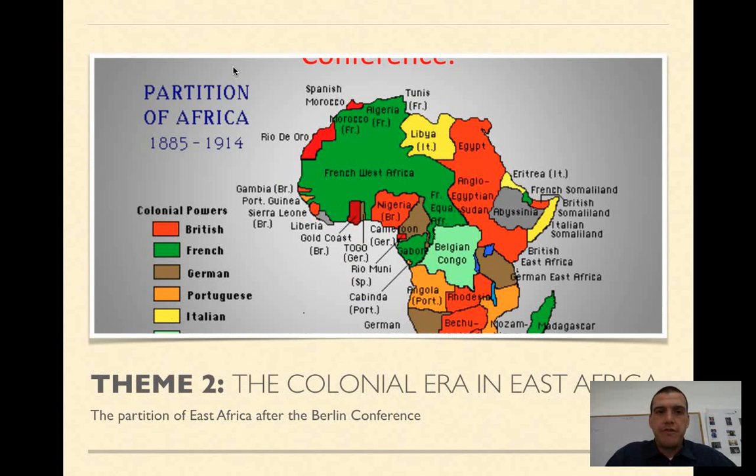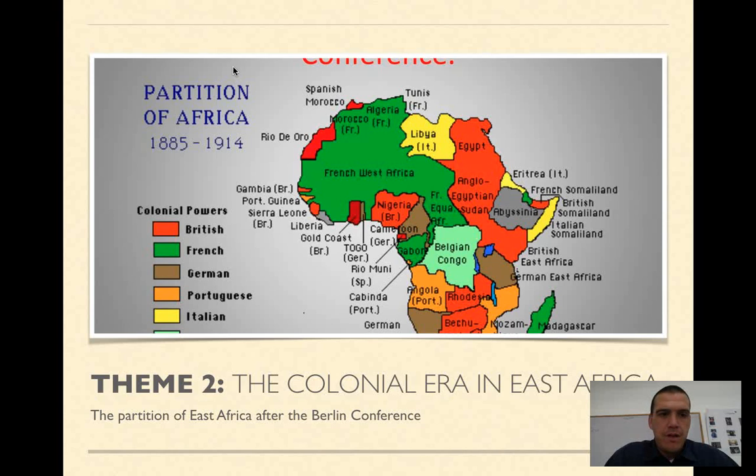So here's just a little visual for you on the partition of Africa after the Berlin Conference. And partition basically means splitting up. And if you look in the area of East Africa, you see something called the Anglo-Egyptian Sudan, Eritrea, Somalia was taken by the Italians. So mainly, the British and the Italians were the main players in East Africa.